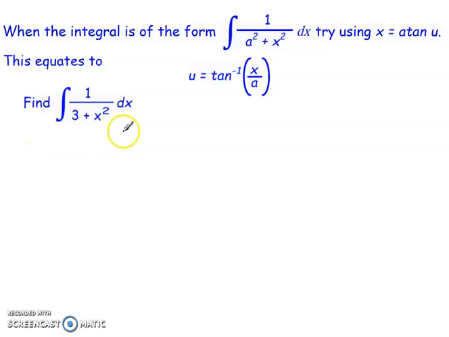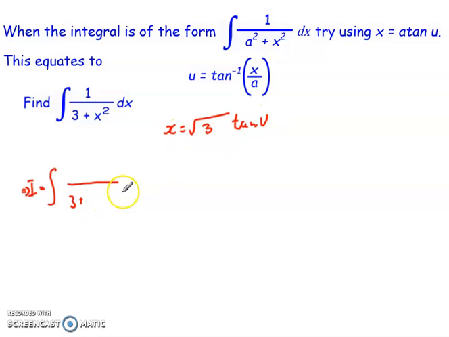If I'm going to do that, what I'm going to do is start by letting x equal square root of 3 times tan u, following the format we've got here. If I have that, what I can then do is substitute it into here. So I'd then be able to say I've got I, the integral, is equal to the integral. My bottom would become a squared, so that would just be my 3, plus all of this squared here, so plus 3 times tan squared u.